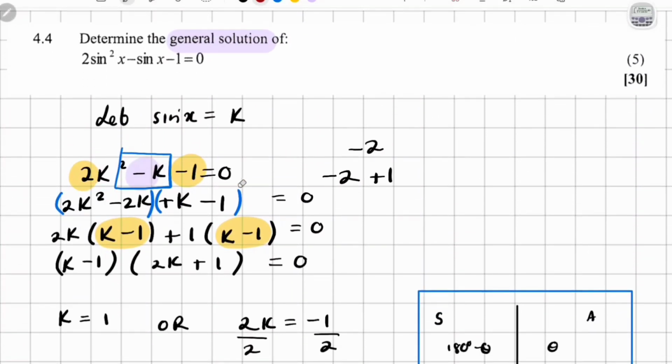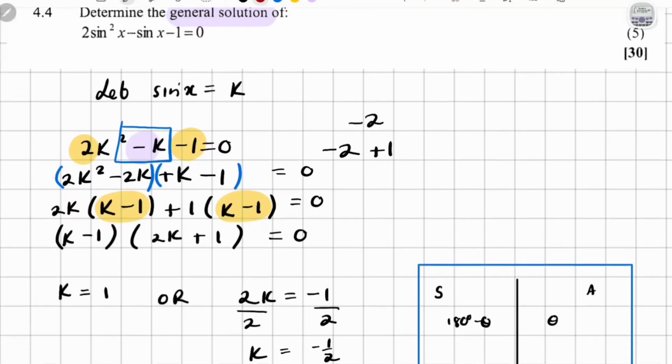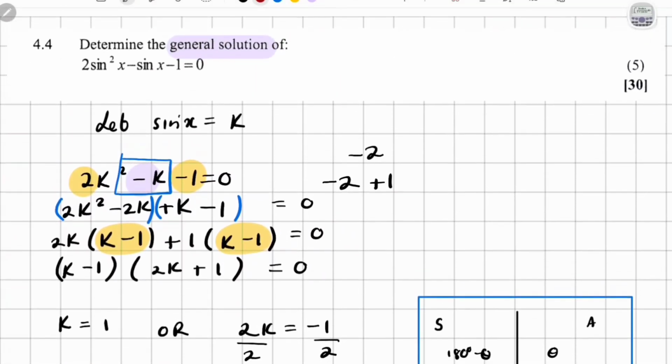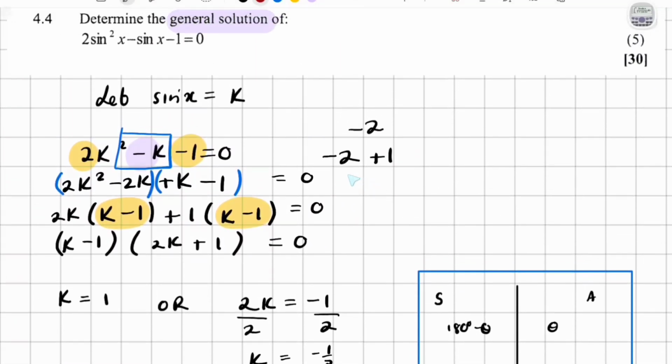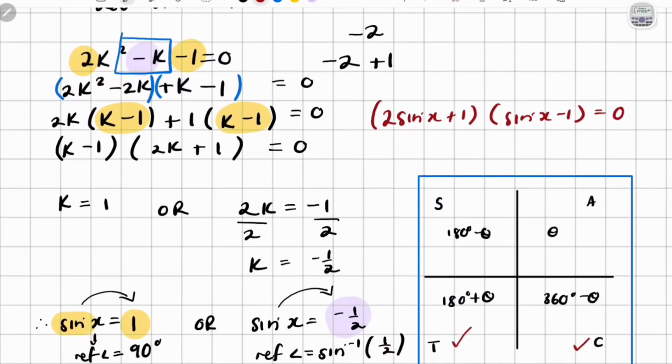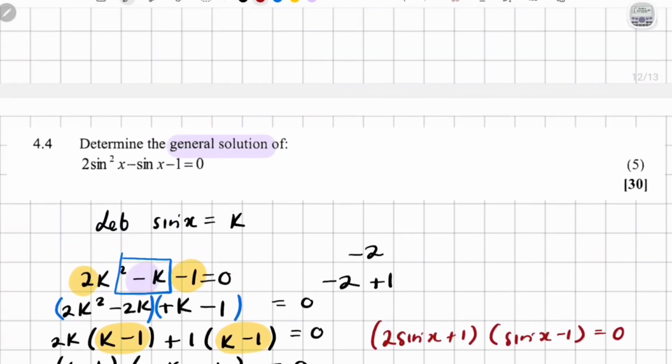Remember, you don't really have to use that k. You just use the k if it looks intimidating, but otherwise you can just simplify it like you normally would when you get your factors. You could have written that as 2 sine x plus 1 and sine x minus 1 is equal to 0. Then go ahead and solve for x. But that is the end of question 4, and question 4 is 30 marks in total.